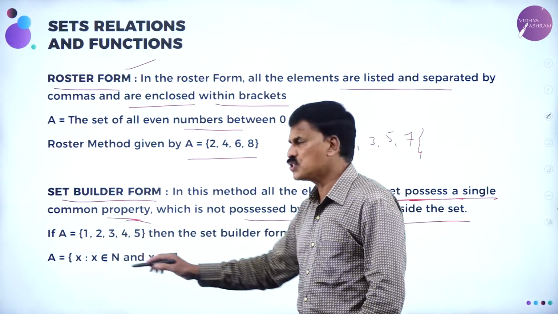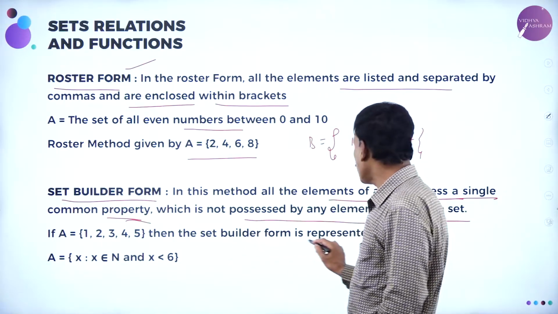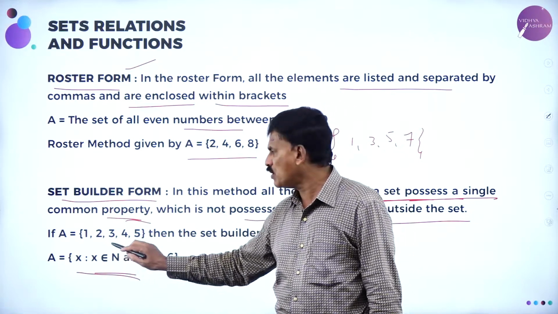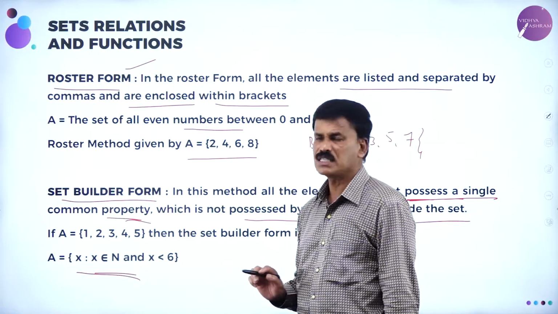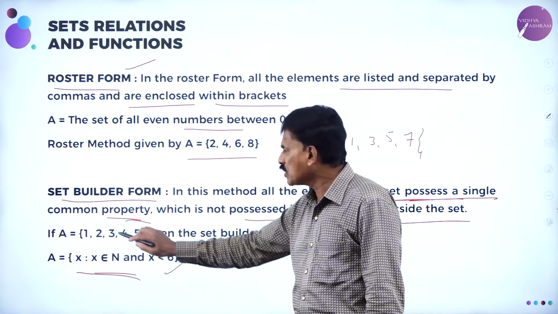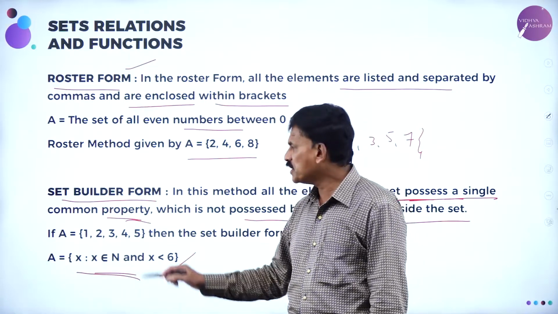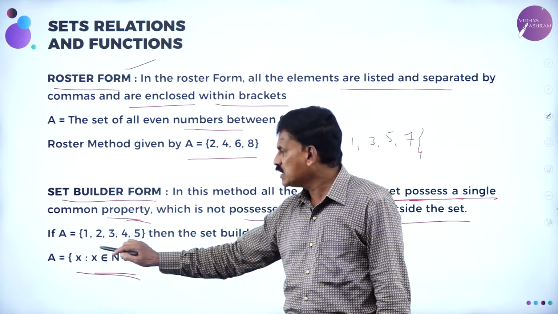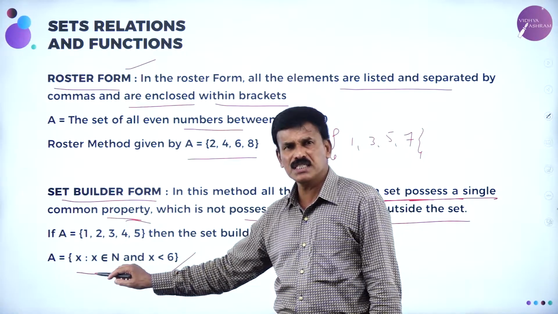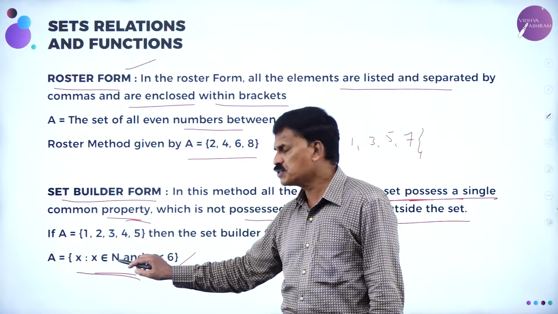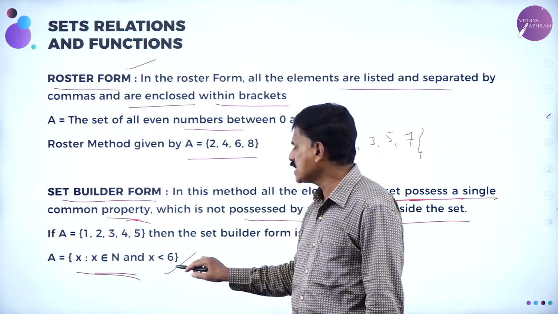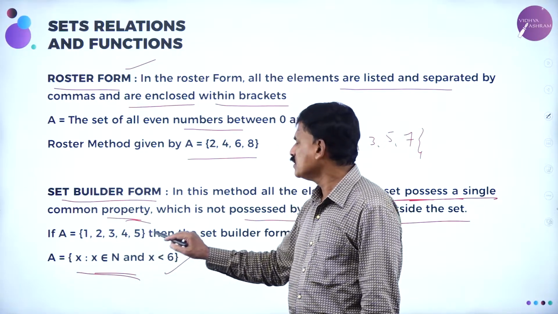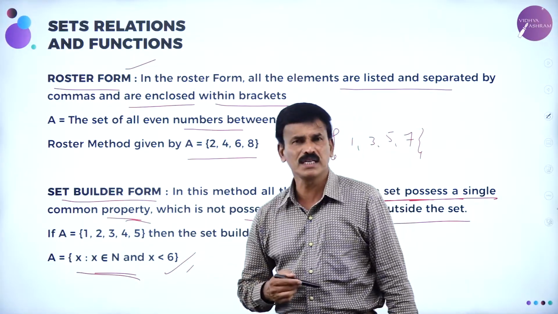So let us consider A is equal to {1, 2, 3, 4, 5}. Then the set builder form is represented by A is equal to {x such that x belongs to natural numbers and x is less than 6}. This is the statement, and according to the statement, the elements are arranged. All natural numbers less than 6 are nothing but 1, 2, 3, 4, 5. This is an example of the set builder method.